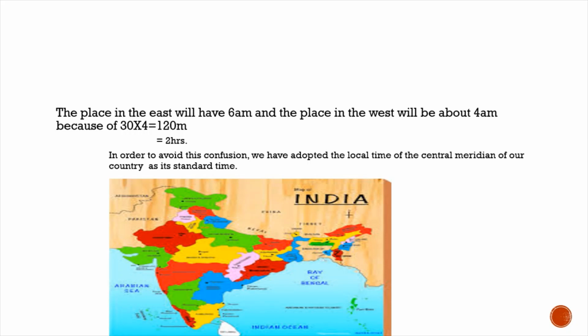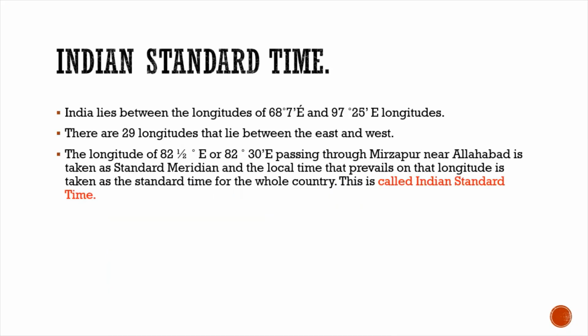For example, the place in the east will have 6 a.m. and the place in the west will be about 4 a.m., because as we discussed, we have 30 longitudes in our country. So, 30 into 4 minutes is 120 minutes. When we convert 120 minutes into hours, it becomes 2 hours. In order to avoid this confusion, we have adopted the local time of the central meridian of our country, and that is nothing but the Indian Standard Time.